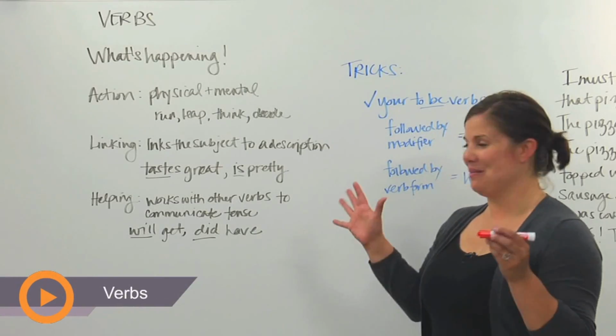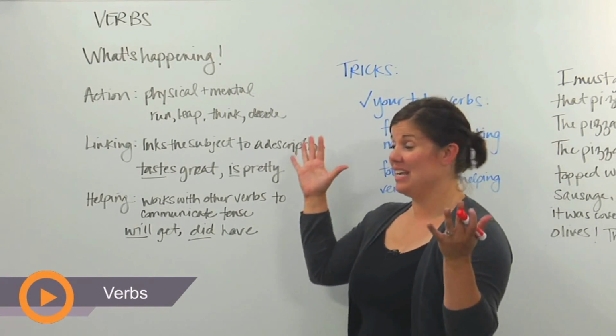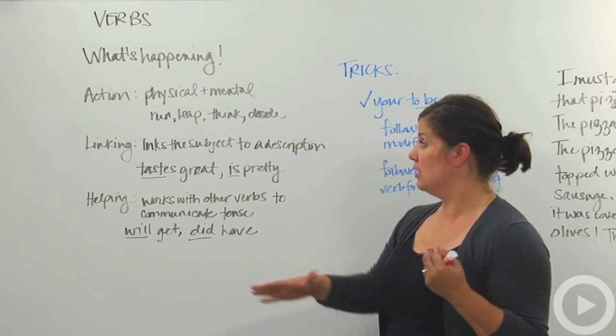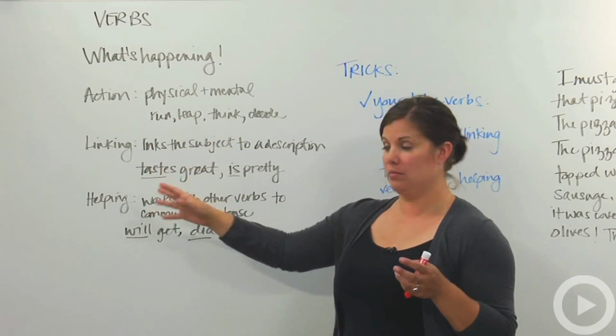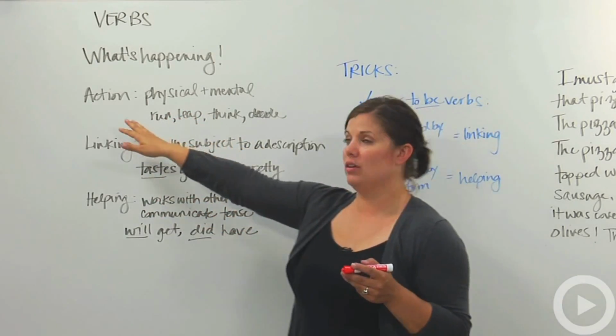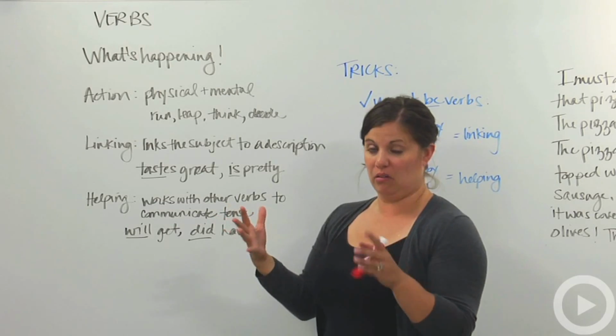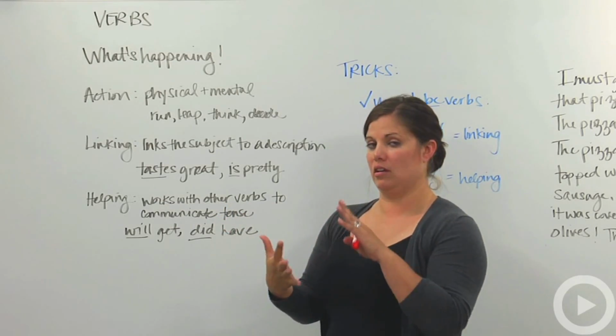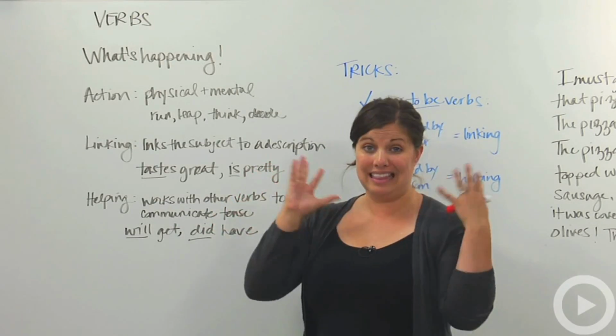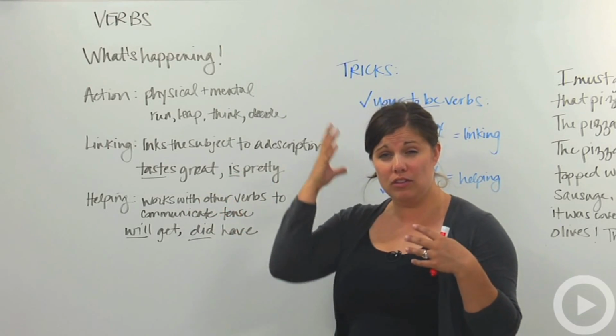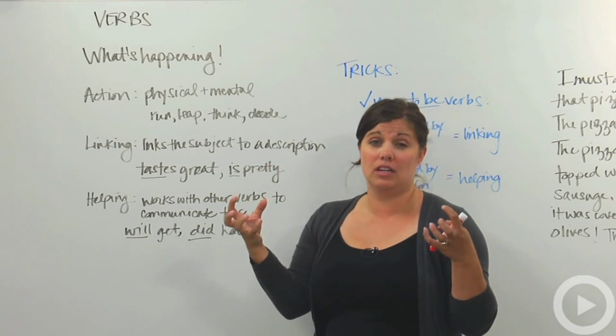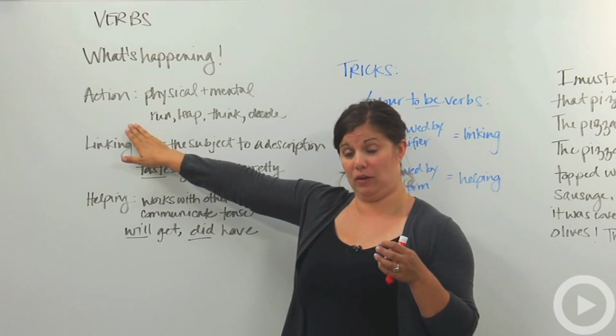Now let's talk about verbs. Essentially, verbs are what's happening. You've got 3 different types of verbs: action verbs, linking verbs, and helping verbs. Action verbs are probably the most common verbs that you know. They include physical and mental actions, things like run, jump, leap, think, decide. So even those mental actions where you're not physically doing anything still count as an action verb.